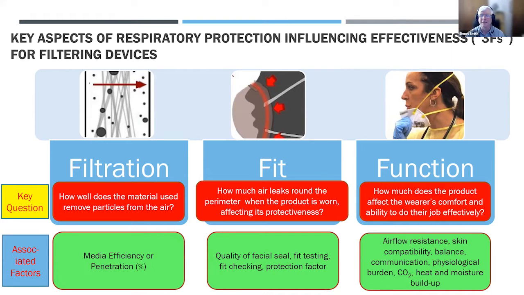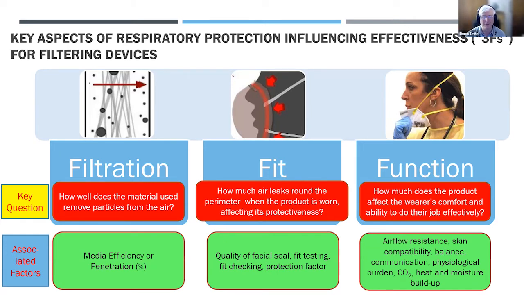And if it's so difficult to wear that it impedes the ability for someone to do their job. The function side of it, if they can't be heard when they're talking well through such a product, or if they get too fatigued by wearing it and they're going to pull it off at the first opportunity, again, the overall protection they're achieving is impaired. And so these 3 Fs have to be in place. And we've actually heard talk of a 4th F, which is frequency. That is, it has to be worn, of course, as well to be effective.